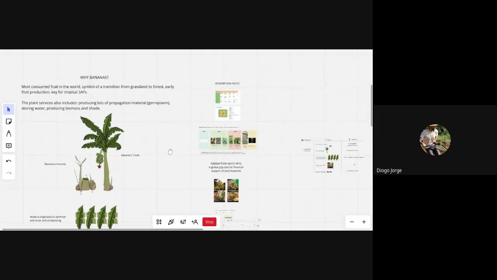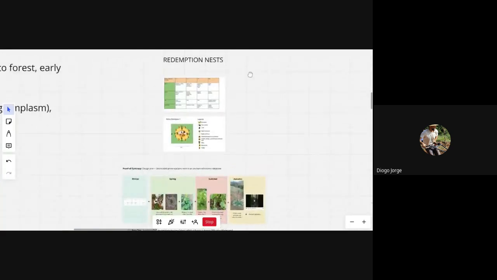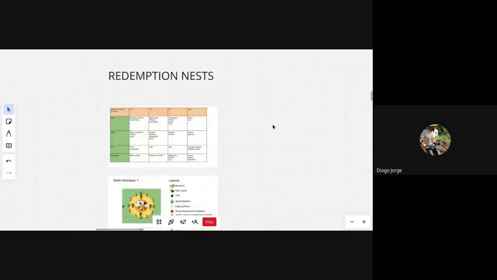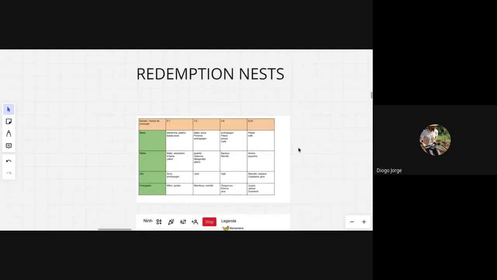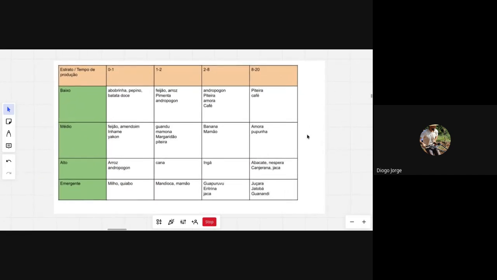So, quickly, I will present the nests that I talked about, and how they were prepared. First thing, we make a table plan where we choose the species, here's the time, and here's the level, the height. So in syntropic agriculture, we plan a species for every time in every space, over the next 20 years.